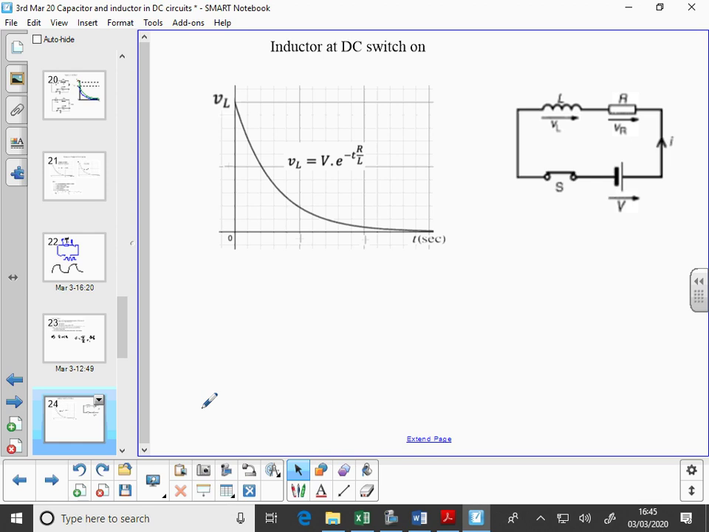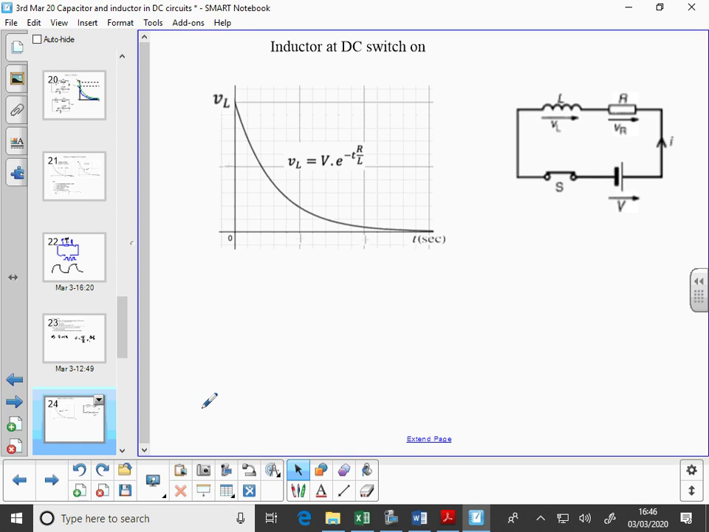Right? So the inductor is a little bit more difficult to get and a bit more difficult to talk about in detail than the capacitor in that respect. Things happen a lot faster. It's more difficult to create a long time constant with an inductor. Alright?